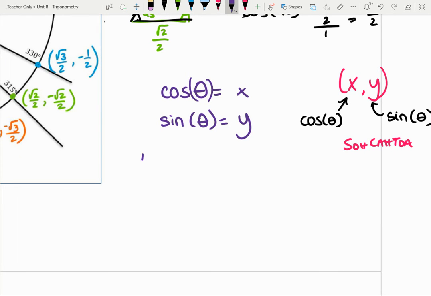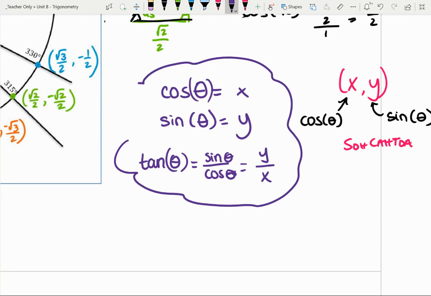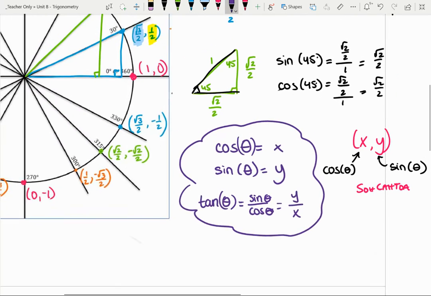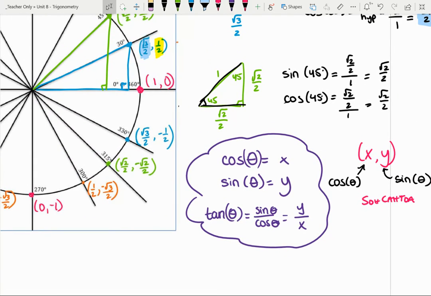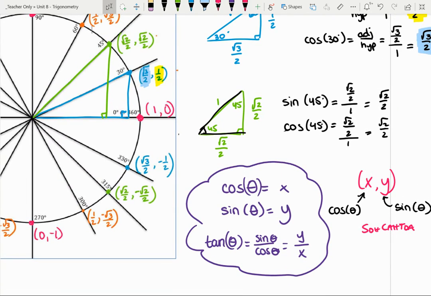Last but not least, if I want to find the tangent of any angle here, remember that tangent is defined as sine over cosine, which means I can simply take the y value and divide it by the x value. So long story short, the unit circle makes it really easy to identify these trig values for certain angles, in particular these angles here.